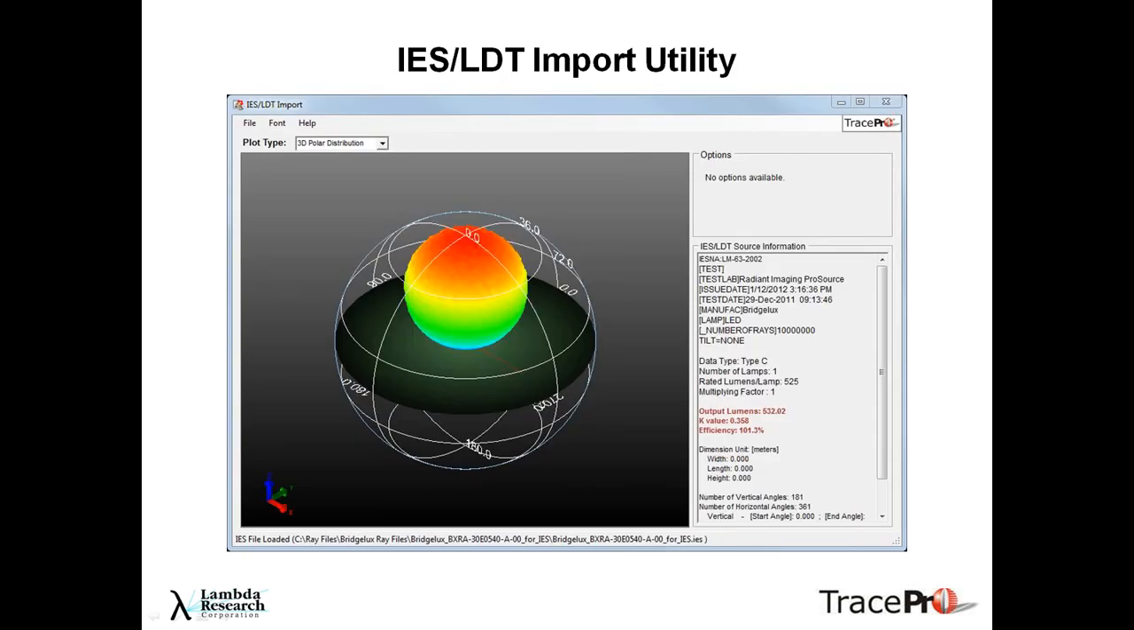And the last utility we have in this vein is our IES and LDT import utility. If you received an IES file or an LDT file for an LED, this utility will let you import that into TracePro and use it either as a file source or as a surface source property. So another handy utility if the only information you have available is an IES or an LDT file.